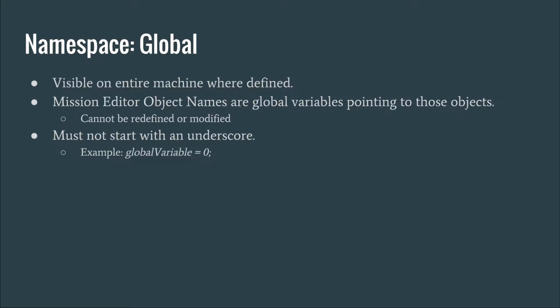The global namespace means that variables are visible on the entire machine where they were defined. Mission editor object names are global variables that point to those objects, and they cannot be redefined or modified. So for example, when you create an object within the 3D editor and you give that object a name, that is a global variable that is pointing to that object, and you can access that object using its variable or object name. Global variables must not start with an underscore. For example, global variable equals 0. That variable would be visible across the entire machine where it was created, and any script would be able to use it.